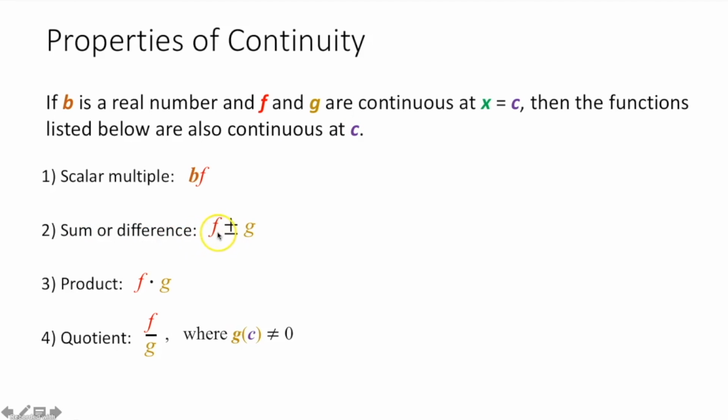Some are different. If we have two functions that are both continuous at some x value c, and we add them together or subtract them, then that new function is still going to be continuous at c. The product property says if we have two functions that are both continuous at x is equal to c, and we multiply those two functions together, then that new function would still be continuous at x is equal to c. And lastly, if we had two functions that were both continuous at some x value c, and we divided them, then that new function would be continuous at x is equal to c.